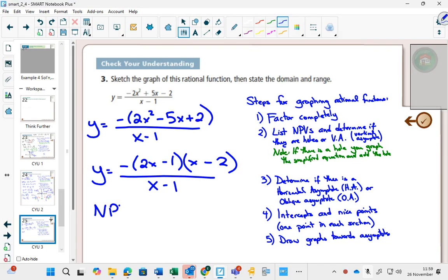Non-permissible value here. Does it cancel out? No. X can't equal 1, and that's going to be a vertical asymptote at x equals 1 because it doesn't cancel out.